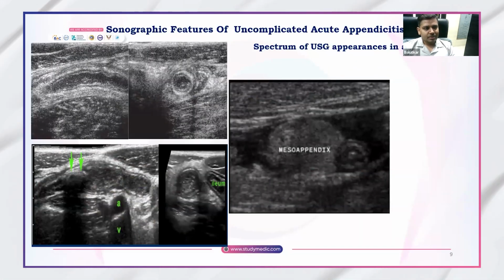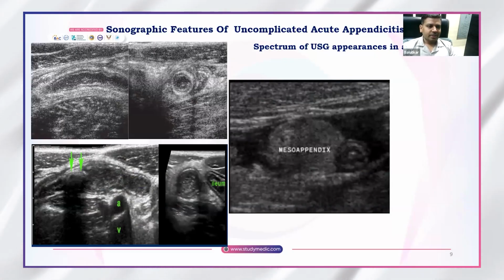These are the variable appearances of acute uncomplicated appendicitis. What do we mean by complicated appendicitis and uncomplicated? So it's an acute appendicitis, which is just the appendix being inflamed. There are no other complications of acute appendicitis. We can categorize them as uncomplicated acute appendicitis.